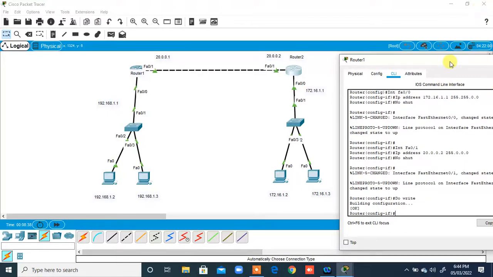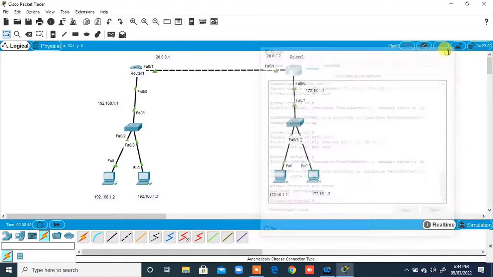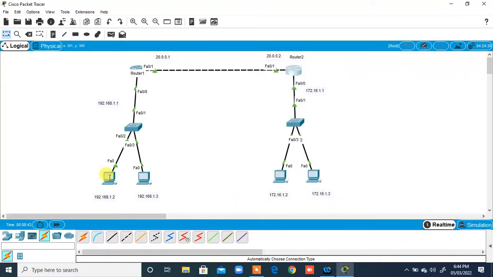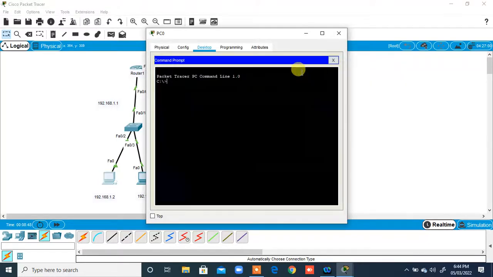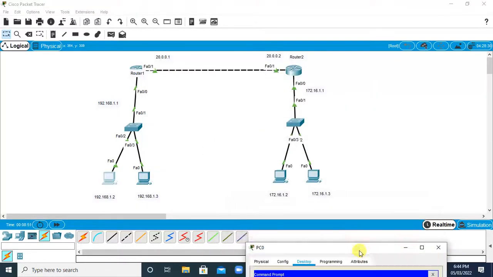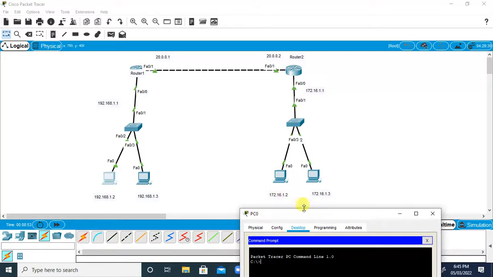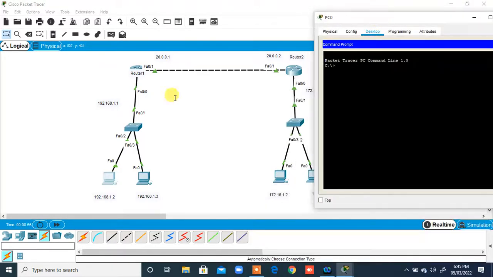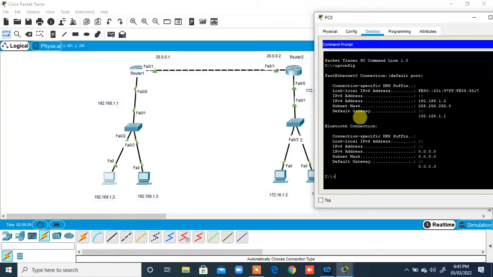So if I try to ping from my router 1 to router 2, we will not be having the communication between two networks. So let me just show you now. So what I'm trying to do, I'm just trying to ping this network 172.16.1.2, right, from this device. Ping. Let me just show the IP address also. So we can see the IP address of that device by typing this command ipconfig. So at present I'm sitting on this PC and I'm trying to ping this PC.